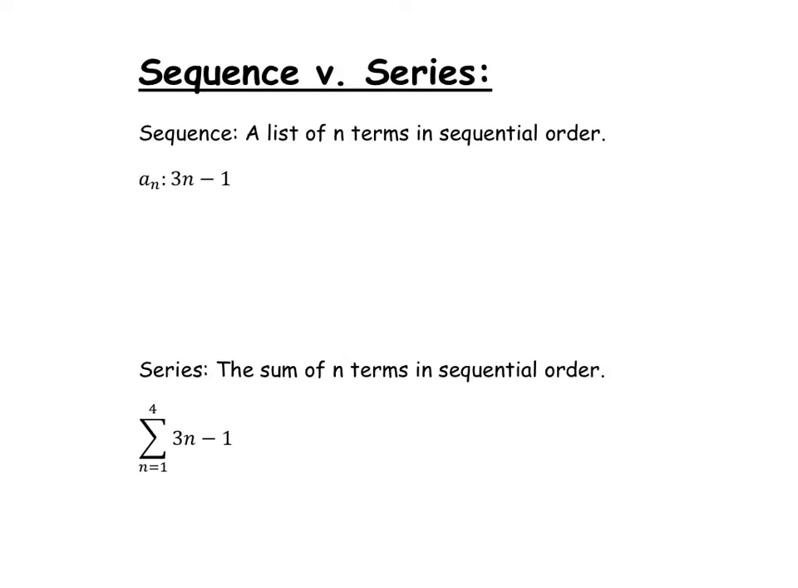All right, so a little bit about the basics of a sequence as opposed to a series. A sequence is a list of n terms in sequential order. Now, n could be any number, or it could be an infinite set, meaning that the sequence does not end. So if a sub n is 3n minus 1, then the first term, a sub 1, would be 3 times 1 minus 1, which is 2. The second term, a sub 2, would be 6 minus 1, which is 5. The third term, a sub 3, would be 9 minus 1, which is 8. The nth term would be exactly what I've got, which is 3n minus 1.